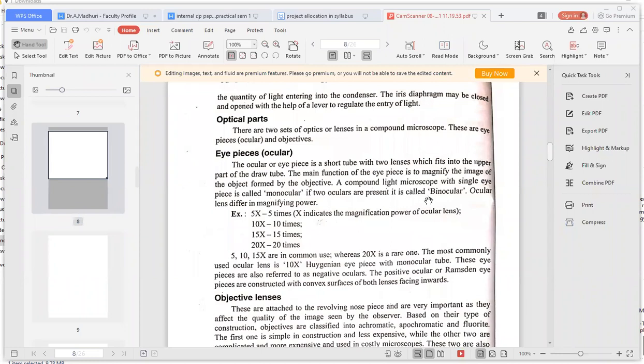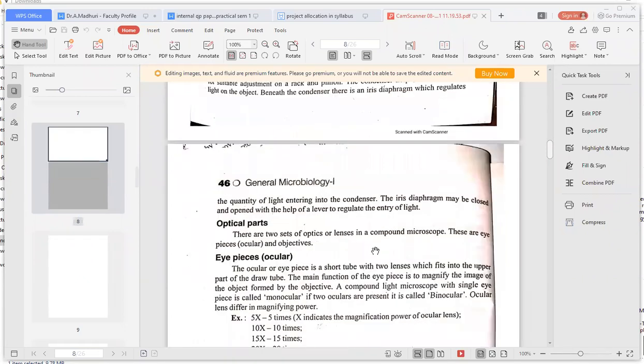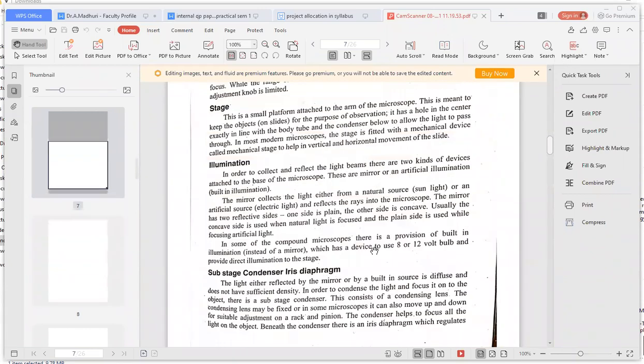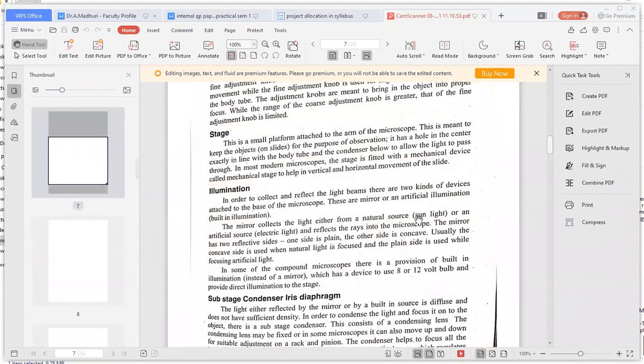What kind of eyepieces are used? Huygenian eyepiece will be there. See this. Huygenian eyepiece will be used generally in microorganism microscopes, and illumination, you can use either sunlight or electric light.